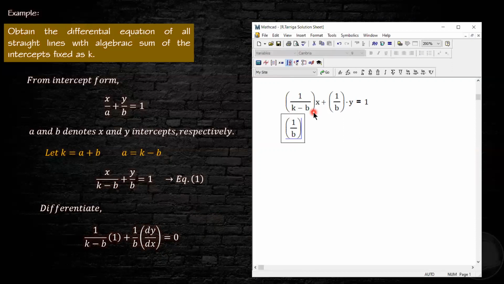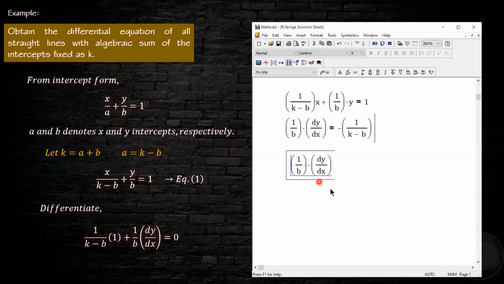1 over b times dy over dx is equal to negative quantity 1 minus ... k minus b. Okay? Or, you may say, same pa rin, ito, equals, instead na merong negative, baliktarin lang natin to 1 over (b − k). Di ba? Pwede yan, no? Pwede ganyan.